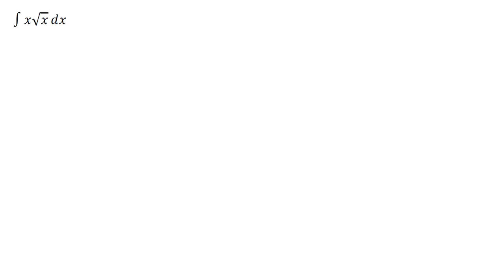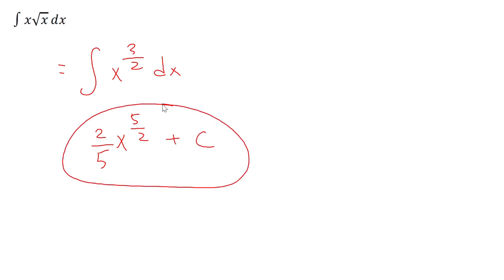The integral of x root x, we'll just want to rewrite that as x to the 3/2, right? Because it's x to the first times x to the 1/2, so that's just the integral of x to the 3/2 dx. Well, that goes up to be x to the 5/2, and then we'll multiply by the reciprocal, 2/5, so we get 2/5 x to the 5/2 plus c.